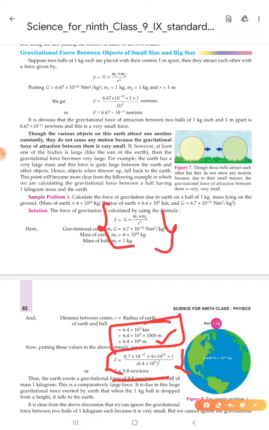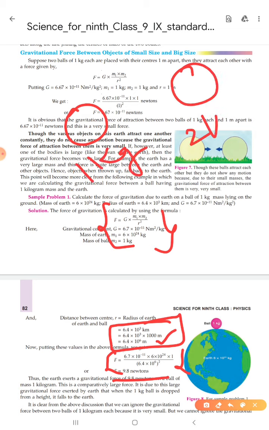Okay, let's do another example. Suppose we have two bodies, one with mass 1 kg and the other with mass 2 kg, and the distance between them is 1 meter. According to the universal law of gravitation, these two bodies are attracting each other with a force F equal to G m1 m2 upon r square. So we can get the force of attraction between them also.